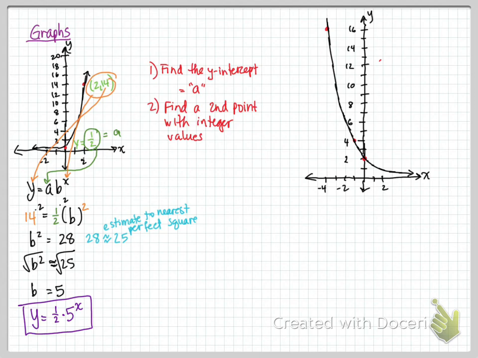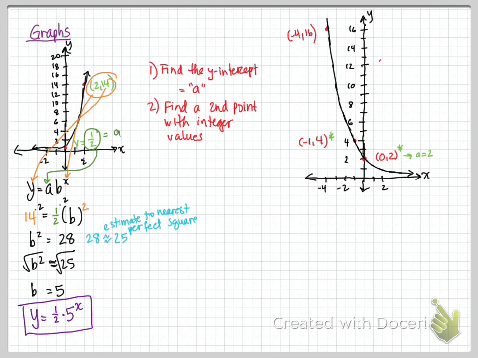Some choices that we have: we know this point is at 0, 2. This next point is at negative 1, 4. And this next point is at negative 4, 16. So you can choose which one you want to use, and I'm going to suggest the smaller the better. I'm going to work with this one to get my a value, and then use this one to help me figure out the b value.